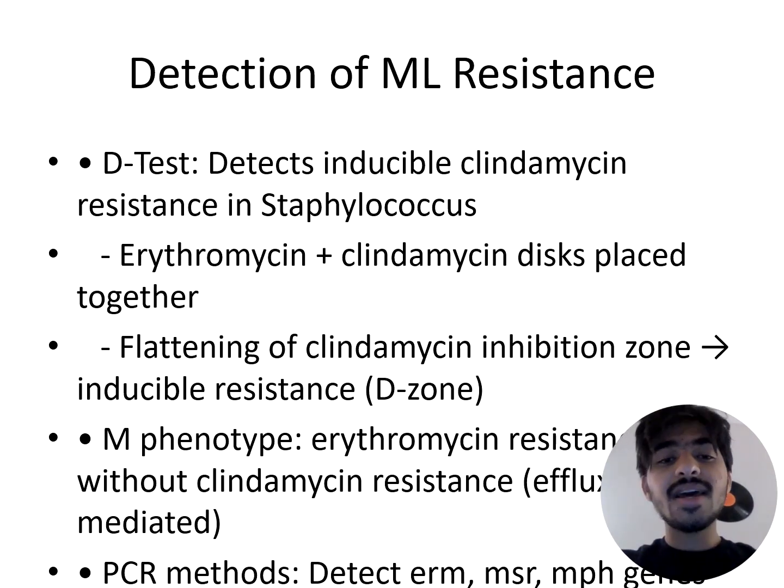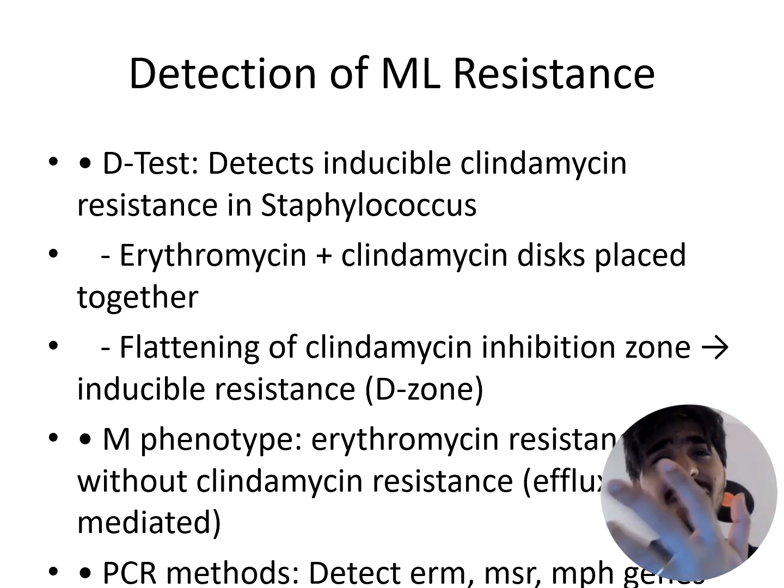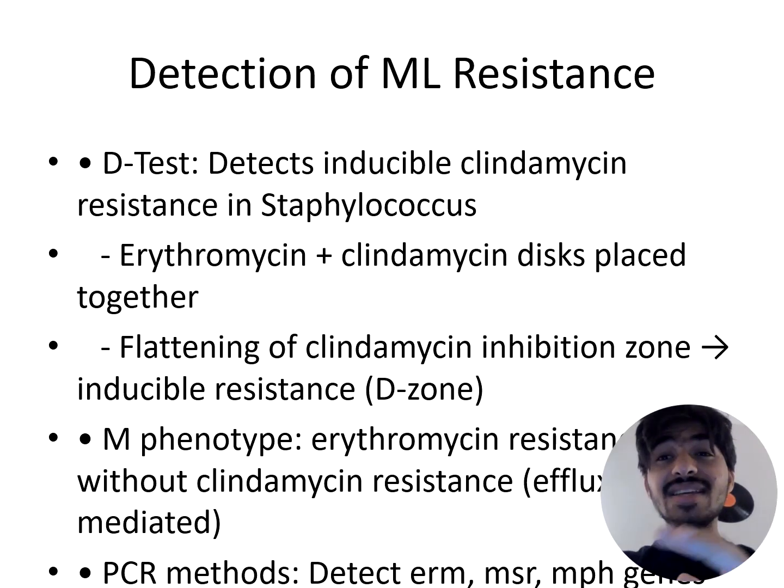Coming up to the next slide: detection of resistance. How do we detect the resistance? There are some tests, like the D-test. This is used for Staphylococcus to check for inducible clindamycin resistance. The erythromycin and clindamycin discs are placed close together, and if the clindamycin inhibition zone flattens near the erythromycin disc, it is called the positive D zone. Remember, it is called the positive D zone.